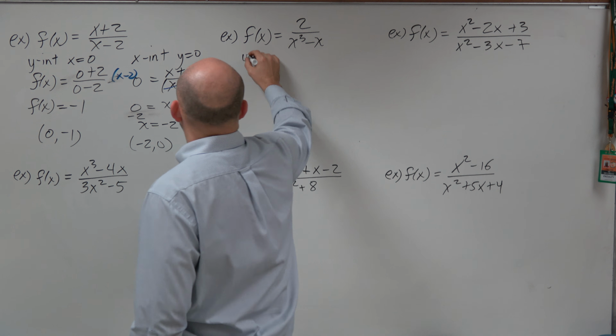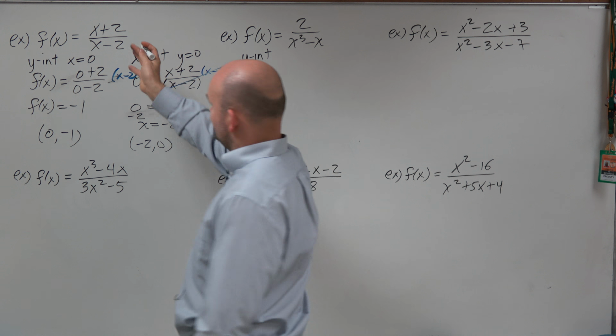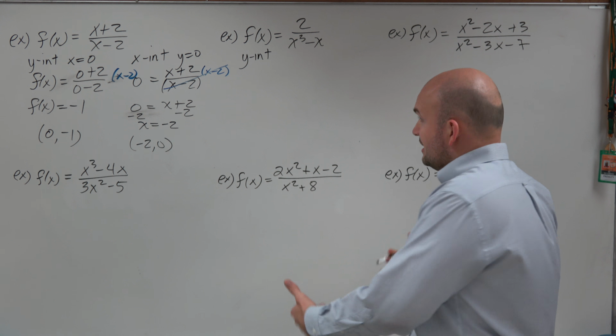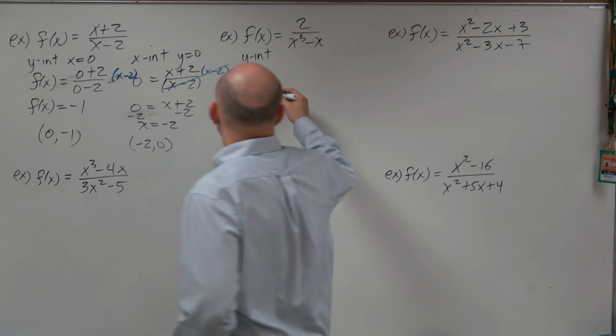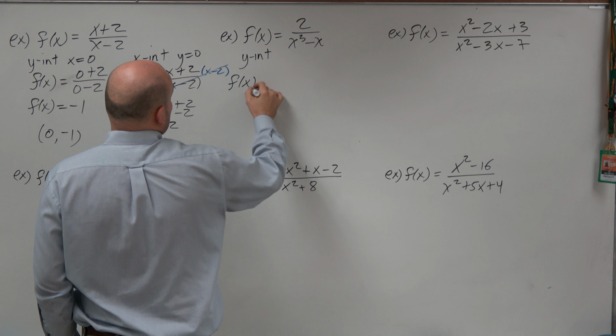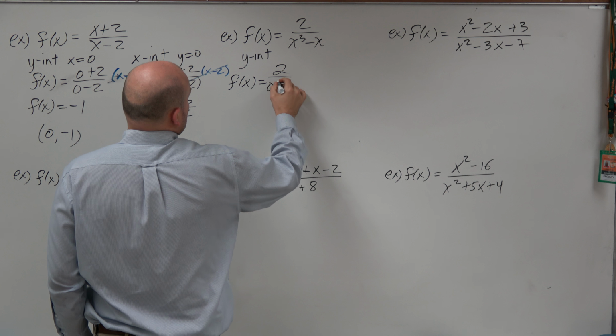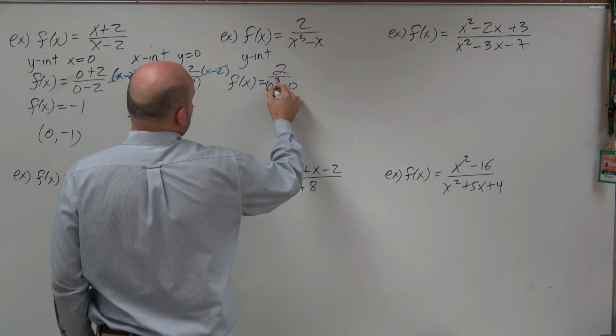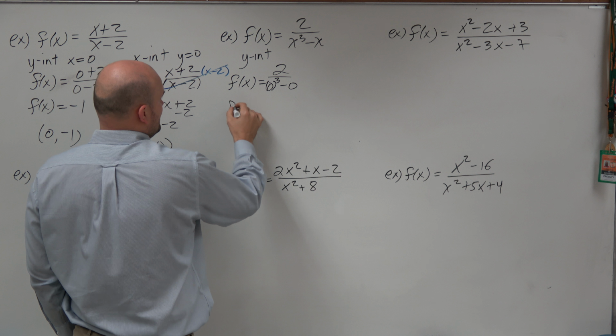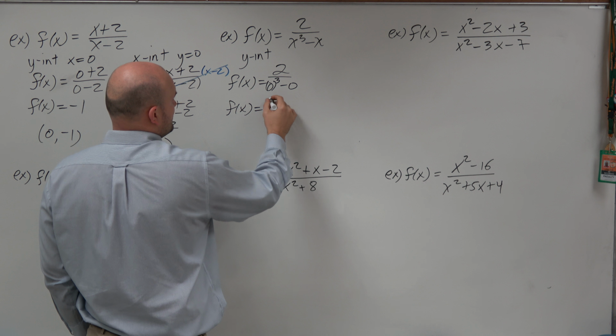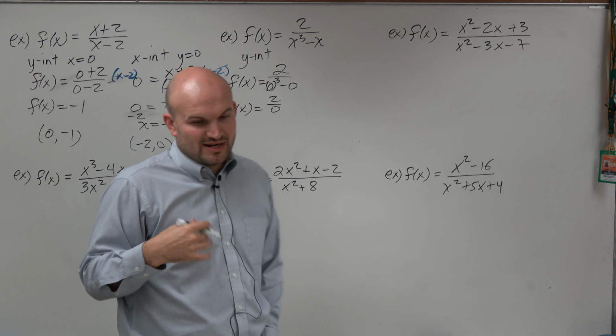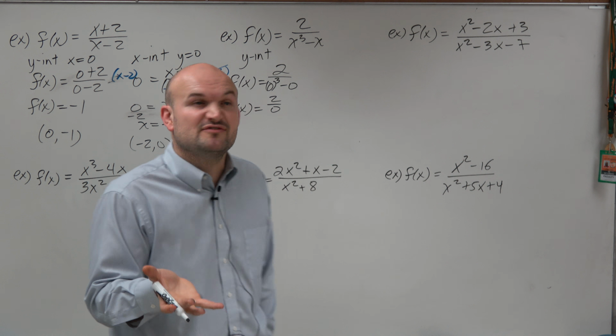All this, I'm just going to label them now, y-intercept. Instead of saying x equals 0, that is just going to be implied. So therefore, I'm just going to do f of x equals 2 over 0 cubed minus 0. Well, we have an issue here, because f of x equals 2 over 0, and we cannot divide by 0. That's going to be undefined.